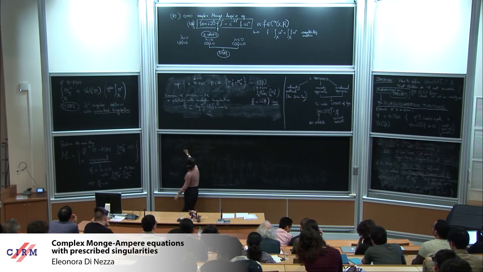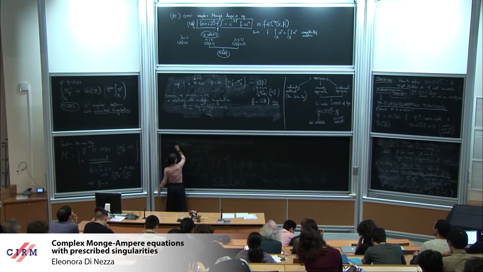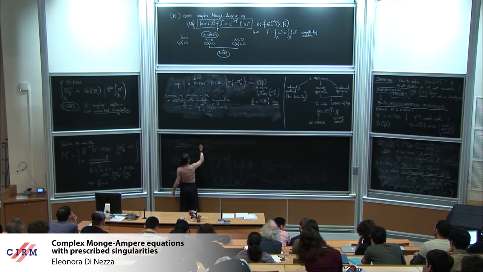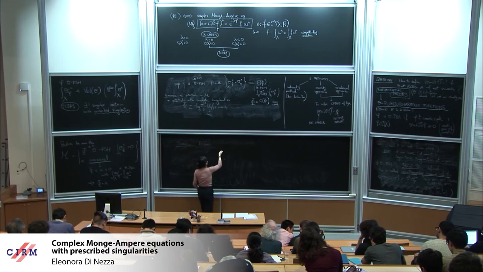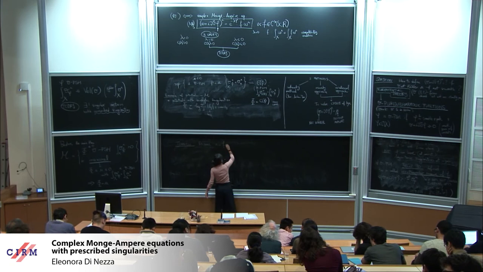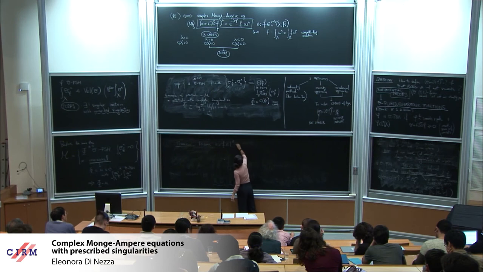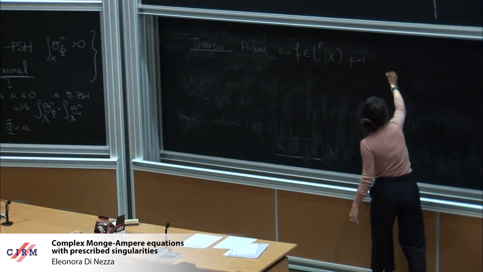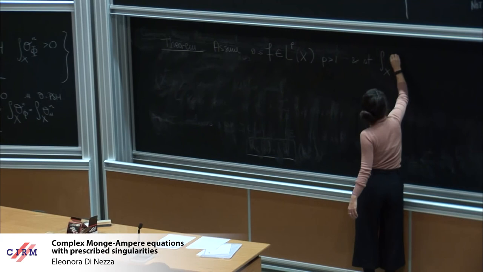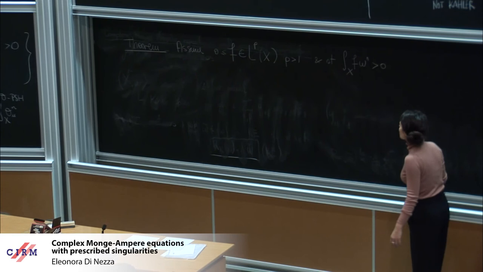Theorem. We assume we have a non-negative density, and now we don't need it smooth, we just need it integrable for some p strictly positive, and such that the integral over X of f omega^n is a strictly positive number, so the total mass is strictly positive.